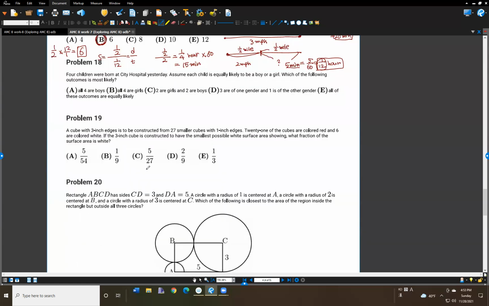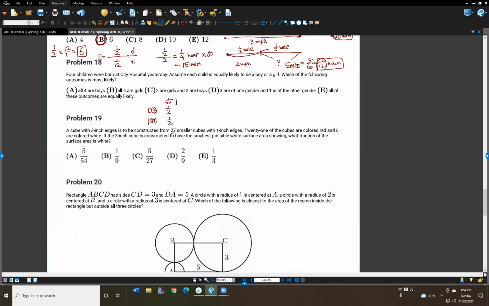All right, number 18. This was probability, I think. 4 children were born at city hospital yesterday. Assume each child is equally likely to be a boy or a girl. So if you have one child over here, to be a boy is 1/2. To be a girl should be 1/2 too. That's the probability, half and half, same chance.